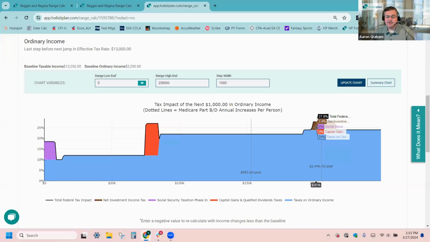So we'll see that additional 3.8% of net investment income tax be assessed on all investment income once you're over that $250,000 threshold of, again, MAGI as calculated for net investment income tax.